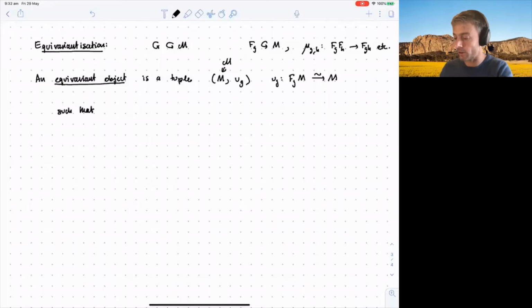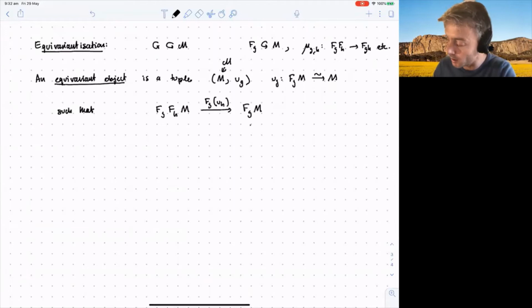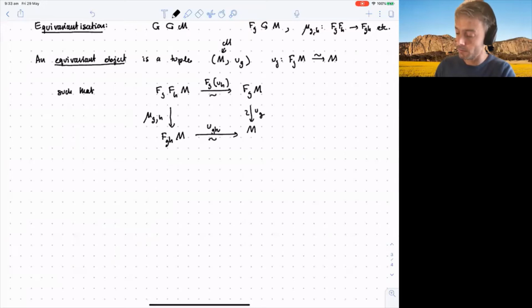So what's this diagram? How would we guess it? Well, we'd start writing down F_g F_h of M. And now there's two ways to identify this with M. Namely, we can first take F_g of u_h, and this gives us an isomorphism with F_g of M. And then we can use our u_g isomorphism to identify this with M. Or we can use our action isomorphism mu to identify this with F_{gh} M, and then use our u_{gh} isomorphism. This commutes.